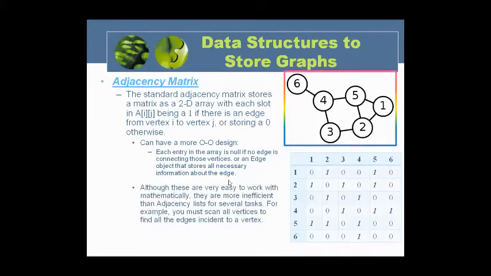So, although this is very easy to work with mathematically, adjacency matrices are more inefficient than adjacency lists for several tasks. For example, you must scan all vertices to find all the edges incident to a vertex. Like this one: 1, 1, you will get 0. In 1, 2, you will get 1.